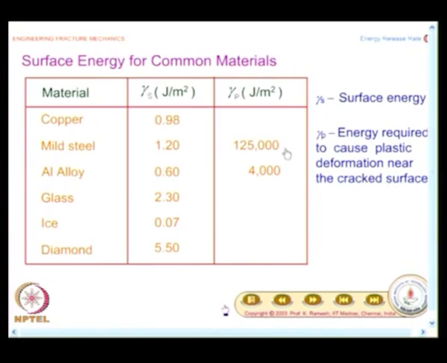And what is its value? It is very high. For the case of mild steel, gamma s is only 1.20, whereas gamma p is 125,000, and for the case of aluminum alloy, it is 4,000.